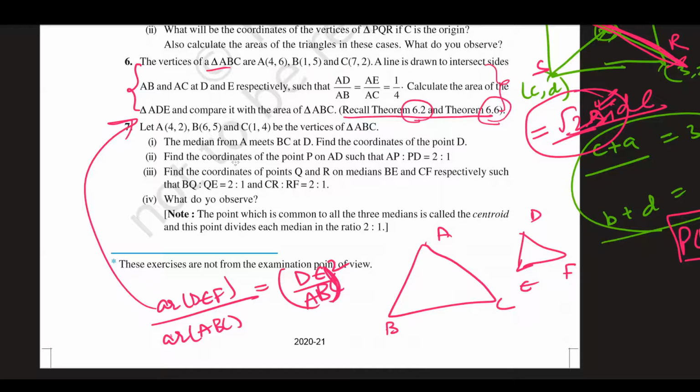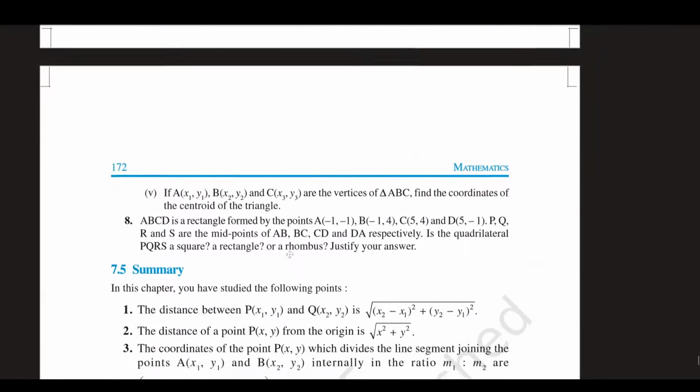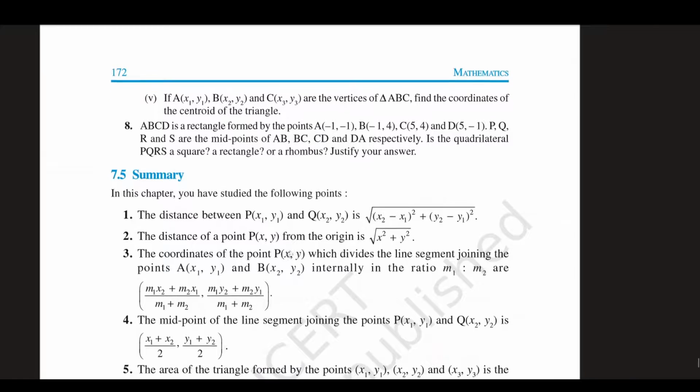So the seventh question is, you are given the coordinates. The median from A meets BC at D. The coordinates of point D are just the midpoint of BC, that is (6 plus 1) by 2 and (5 plus 4) by 2. Find the coordinates of Q. That is a section formula question, it is also easy. The coordinates of Q are, okay, that is also the same question, and you can do this question easily. So okay, there's also one more question.